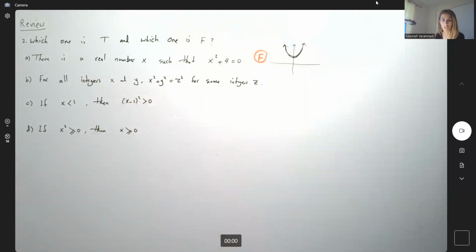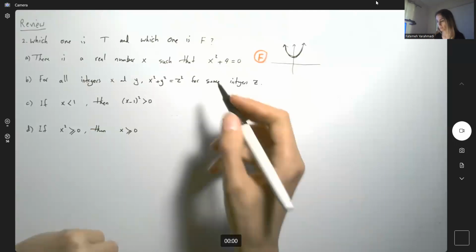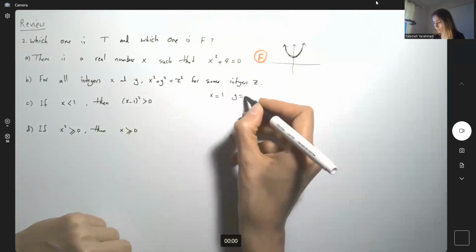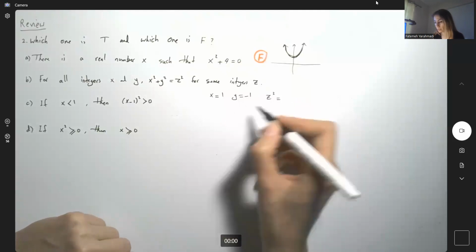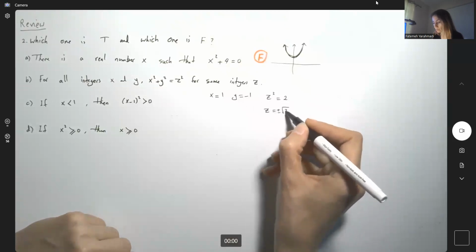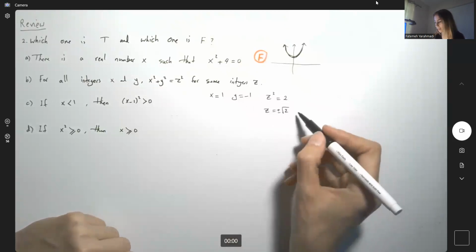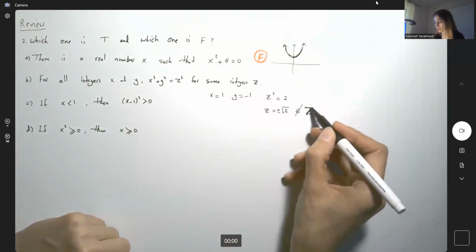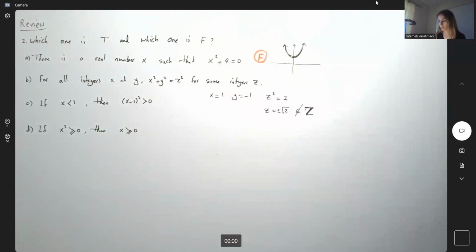This statement is false. For example, x can be 1 and y can be -1. Then you have 1 squared plus 1 squared, which is 2. Is it equal to z squared? Then z becomes plus or minus square root of 2. If x is 1 and y is -1, then z squared is equal to 2, or z becomes plus or minus square root of 2. Well, we know that this is not an integer. This doesn't belong to the integers. So this is also a false statement.